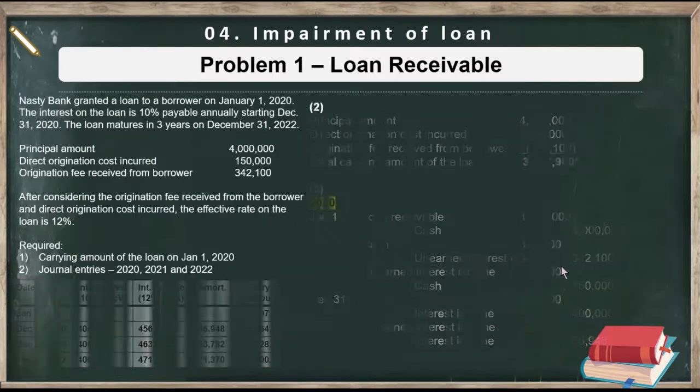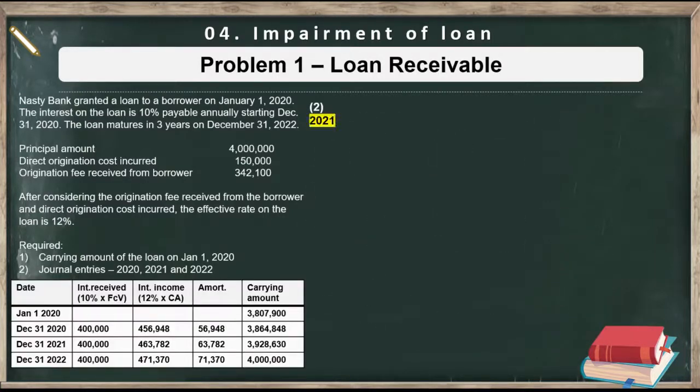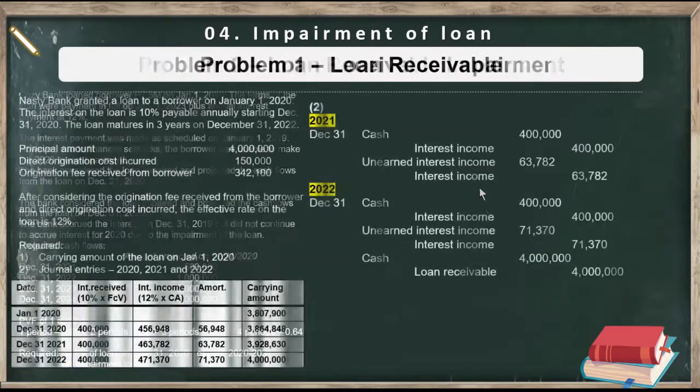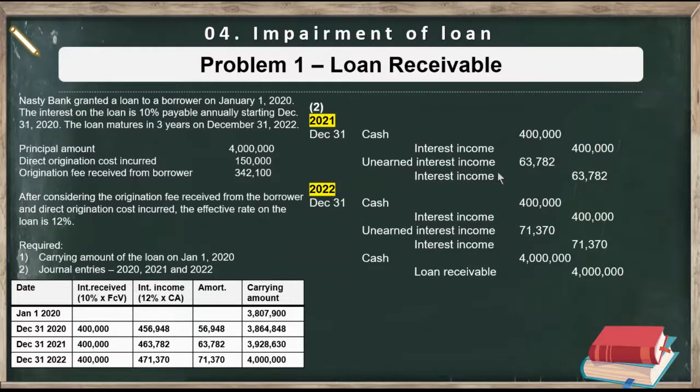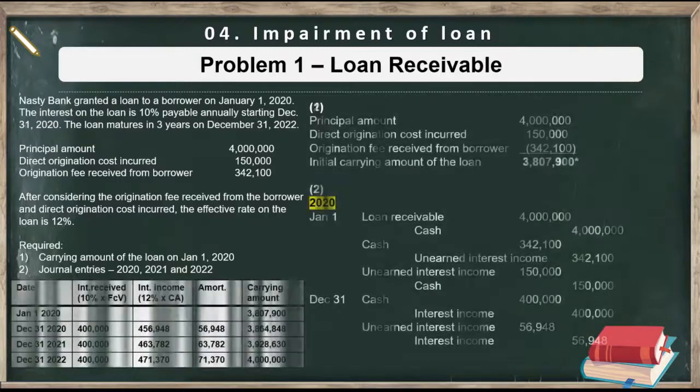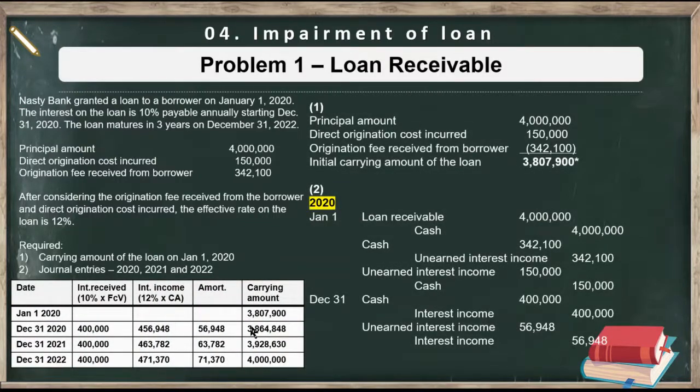So what would be the carrying amount of the loan? The carrying amount of the loan on December 31, 2020. So what is the answer? How much is the carrying amount of the loan? That would be 3,864,848. Okay? So that would be the carrying amount of the loan.